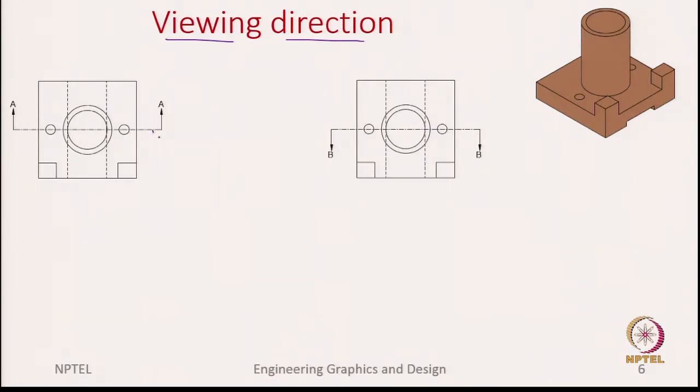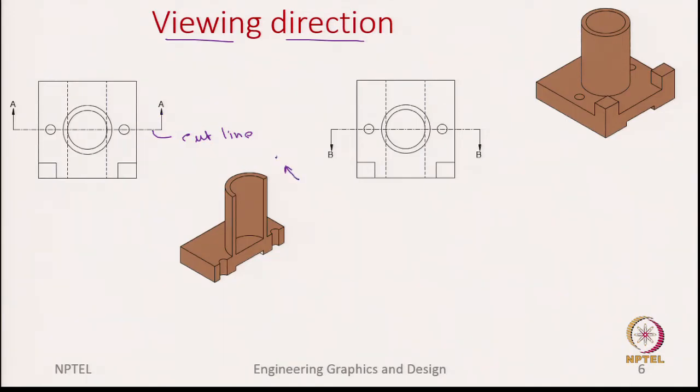Even the cut line is the same, in both the left one as well as the right one. The only difference is the direction of viewing. Now let us see how this changes the section view. First, let us start with section AA. Here is the cut piece we are interested in. After cutting, since we are looking in direction A, we will be looking at the left side piece, and the corresponding section view will be this.